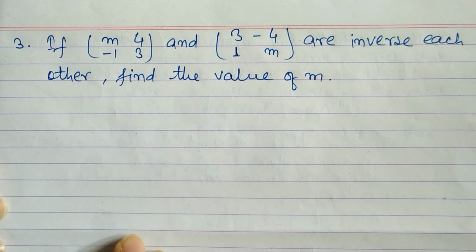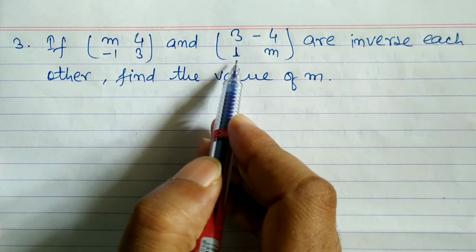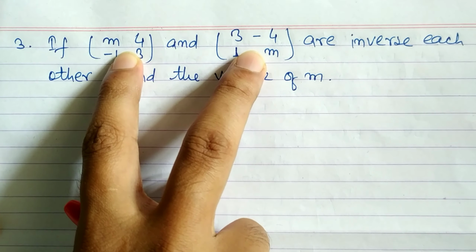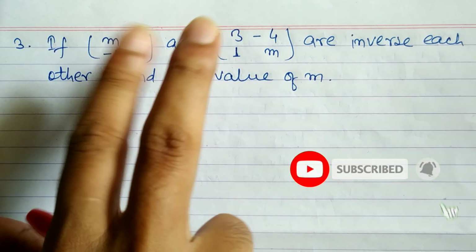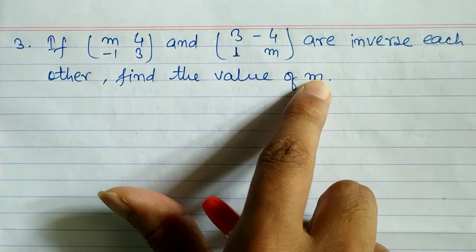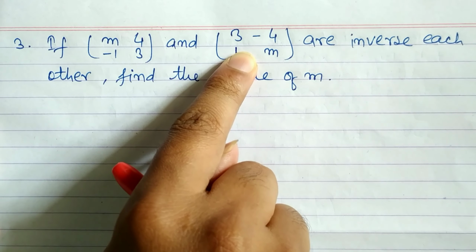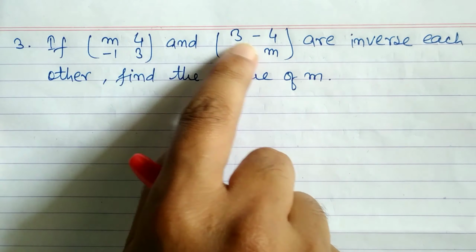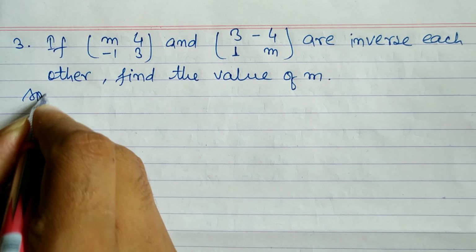You can see here we have a question: if the matrices [m, 4; -1, 3] and [3, -4; 1, m], these two matrices are given, are inverses of each other. Find the value of m. When these two matrices are inverses of each other, it means the product of these two matrices is equal to the identity matrix. Let's make a start.